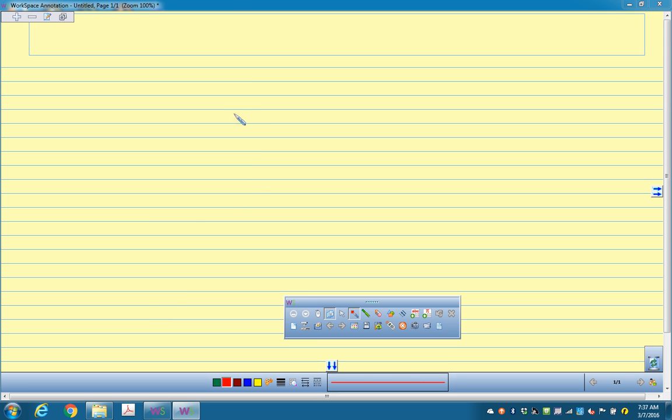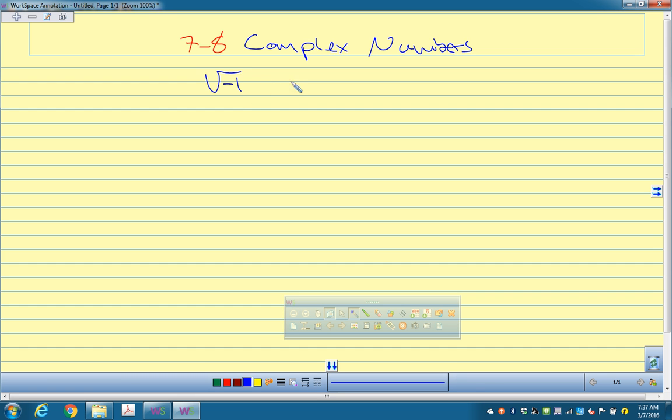Roots. Here we go. So we talked about i, the square root. This is 7-8, and this is all about complex numbers. The square root of -1 is defined as i, okay? And that's called the imaginary unit, okay?